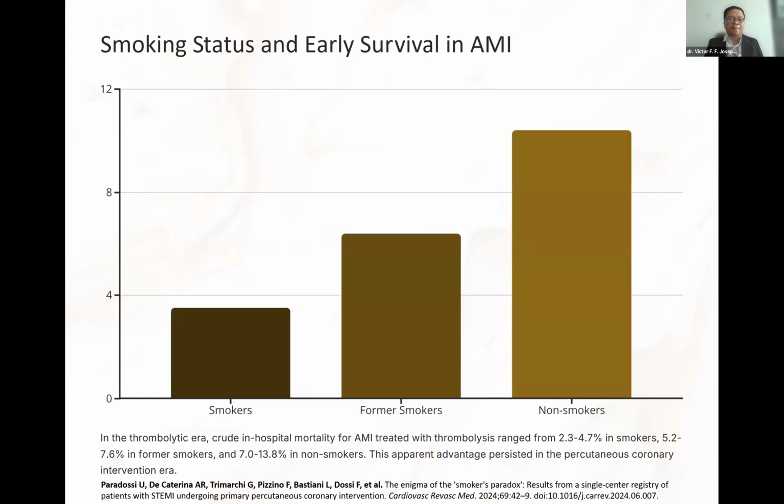Okay. In the thrombolytic era, the crude in-hospital mortality for MI treated with thrombolysis ranged from 2.3 to 4.7% in smokers, 5.2 to 7.6% in former smokers, and 7.0 to 13.8% in non-smokers. This apparent advantage persisted in the percutaneous coronary intervention era.